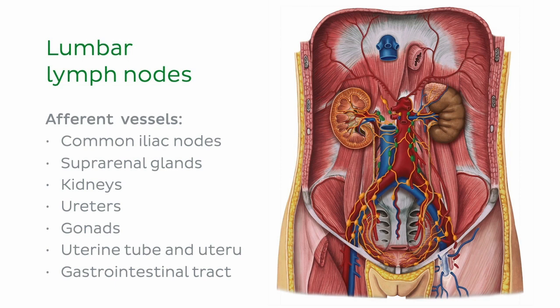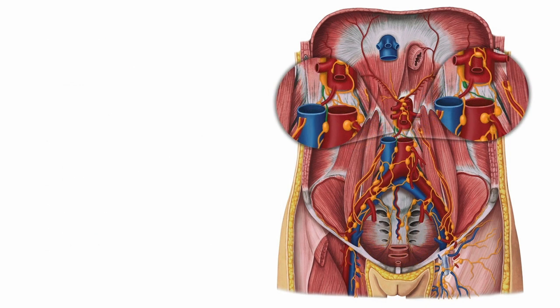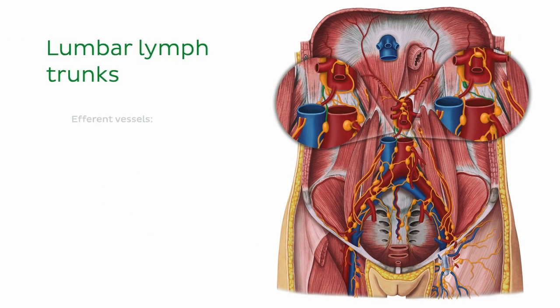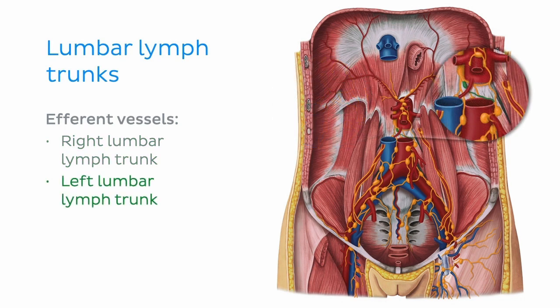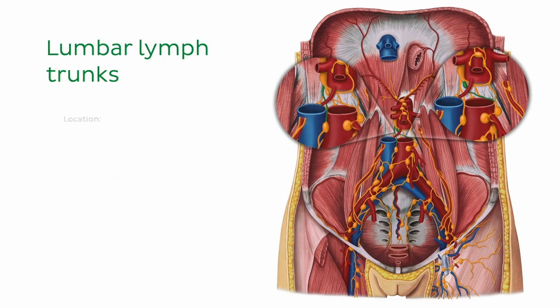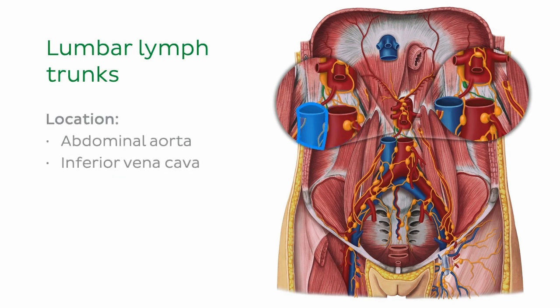The efferent vessels from the lumbar lymph nodes converge and will form 2 larger lymphatic vessels, which are the right lumbar lymph trunk, which drains the right lumbar nodes, and its left counterpart, the left lumbar lymph trunk, which receives lymph from the left and intermediate lumbar nodes. Both are located posterior to the abdominal aorta and IVC.